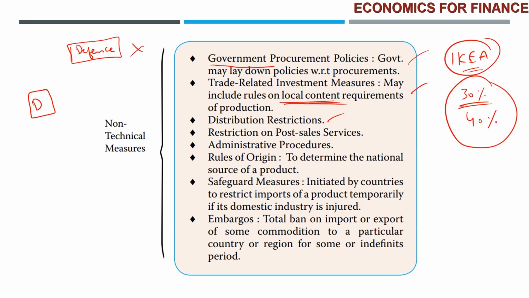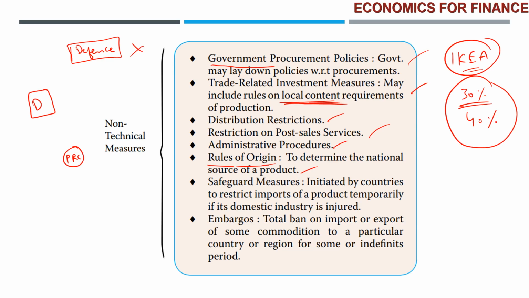Distribution restrictions can be made. Also, restrictions on post sale service can be made. Administrative procedures can be created so tight that people feel vexed about exporting goods to India. Rules of origin. Recently, this is one more thing that is happening, because in most of the cases, the Indian government is insisting that whether a particular product is made in China or not has to be shown, displayed. Is it a product from China? Rules of origin has to be displayed is the recent phenomenon.